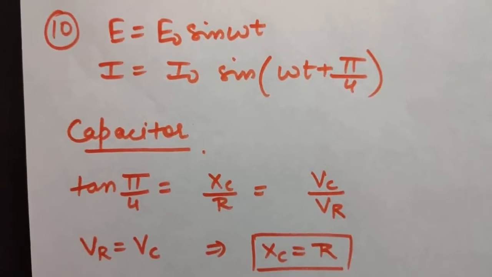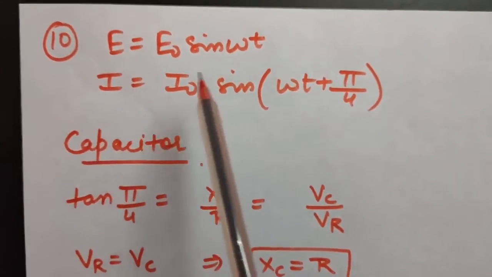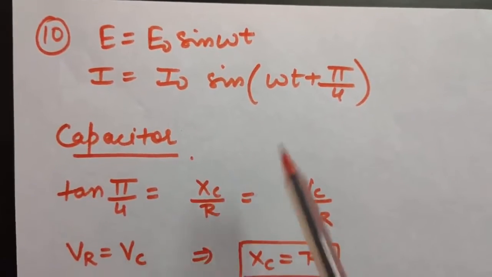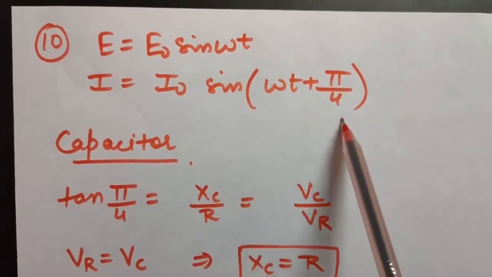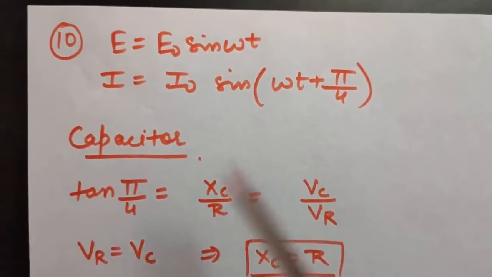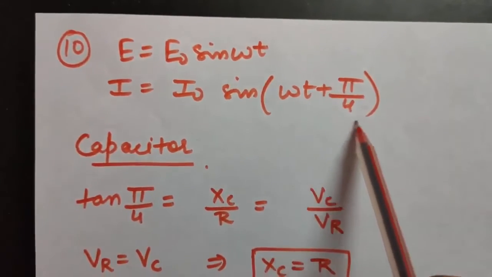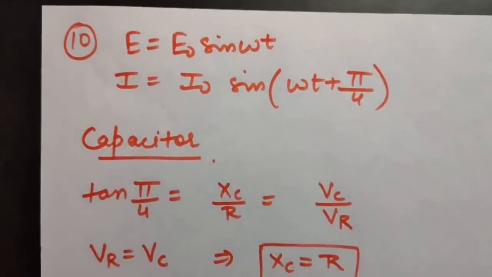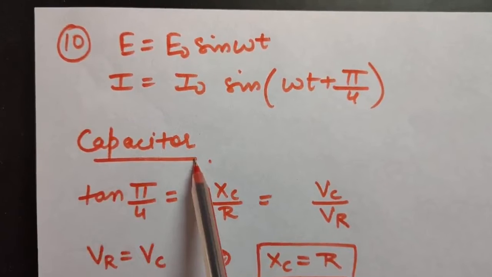In question number 10, EMF is given to be E naught sine omega t and the current in the circuit is given to be I naught sine(omega t plus pi by 4). So it is asking what is the element in that black box. As you can see here, current is leading the voltage by pi by 4, and as you know, in a capacitor current leads the voltage, so the device is a capacitor.